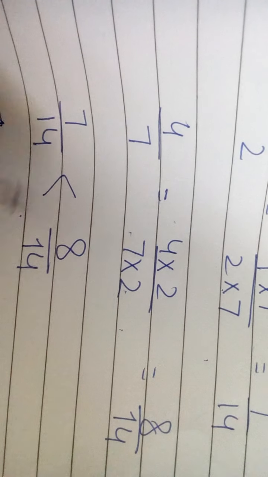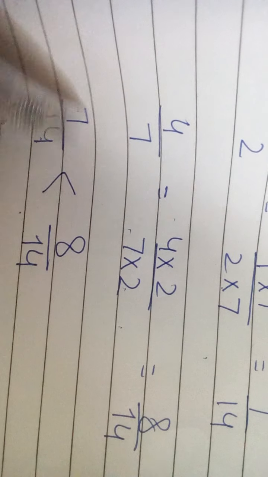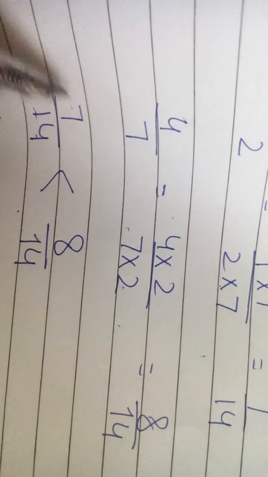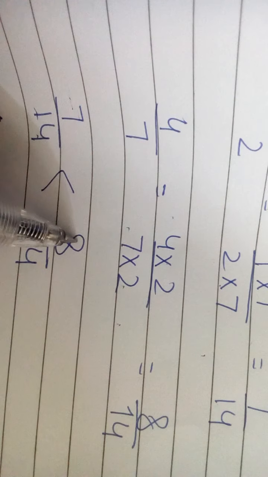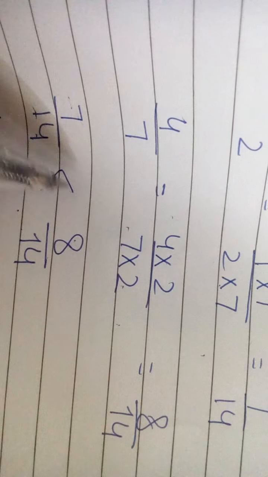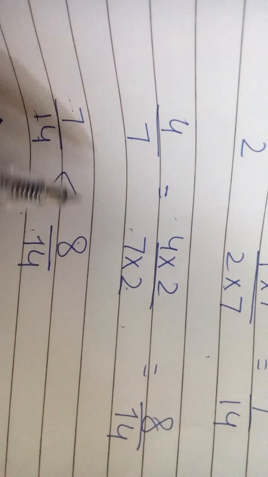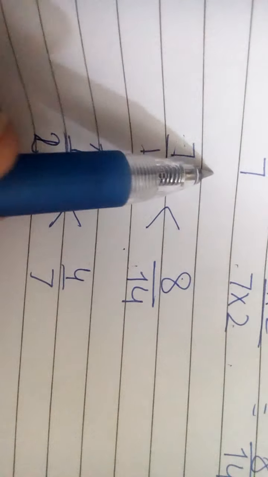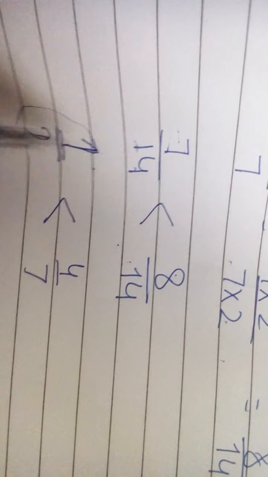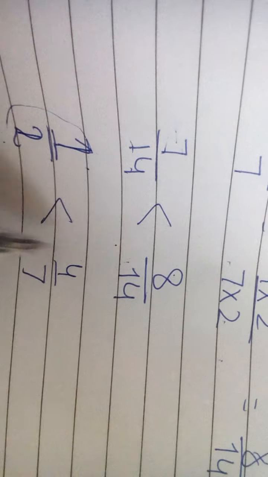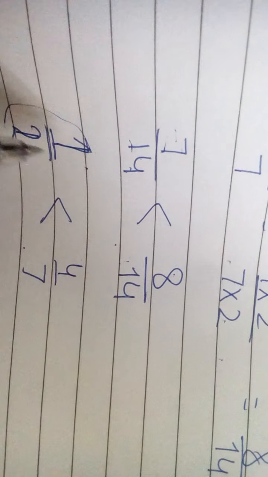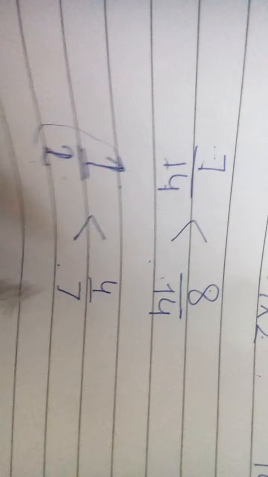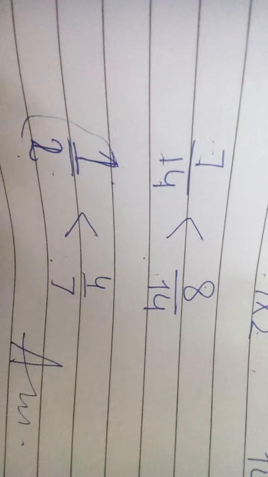You check 7 by 14 and 8 by 14. Both the denominators are the same. You check what is the up number, the numerator. Which numerator is greater? 8 is greater. So 7 by 14 is less than 8 by 14. Also we write that 8 by 14 is greater than 7 by 14. And 7 by 14 means 1 by 2 and 8 by 14 means 4 by 7. So 1 by 2 is less than 4 by 7. Answer. Hope you understand this.